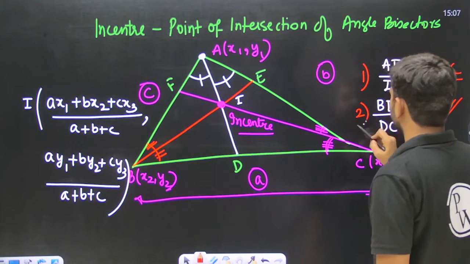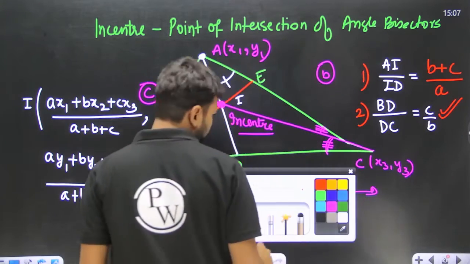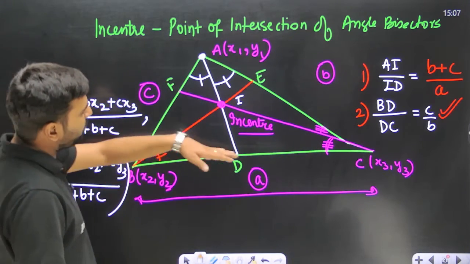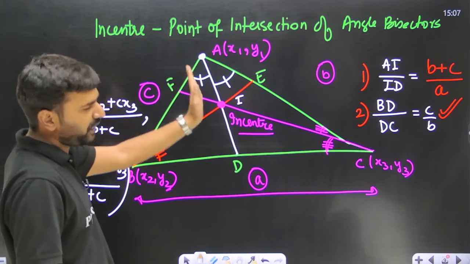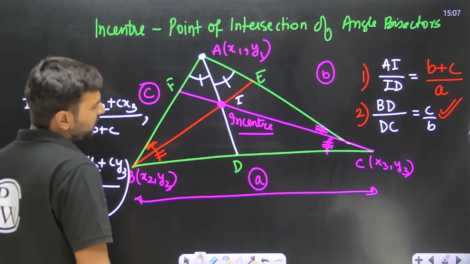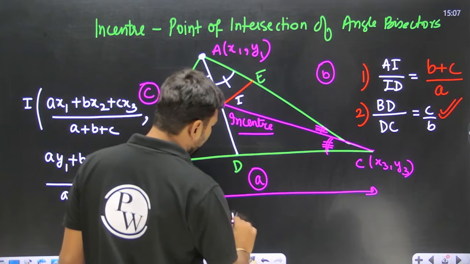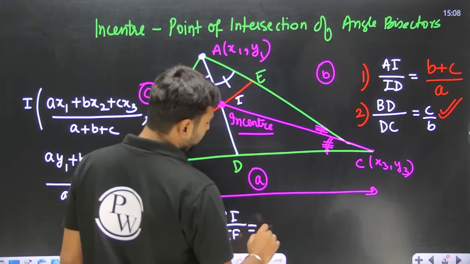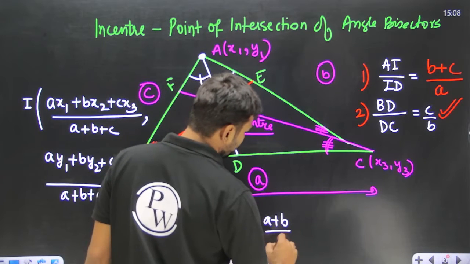Now we can write down these things for all three angle bisectors. So let's say we are talking about the CF angle bisector, then for the CF angle bisector, CI upon IF is going to be what? CI upon IF is going to be (a plus b) divided by c.